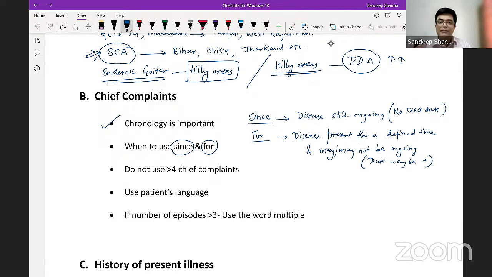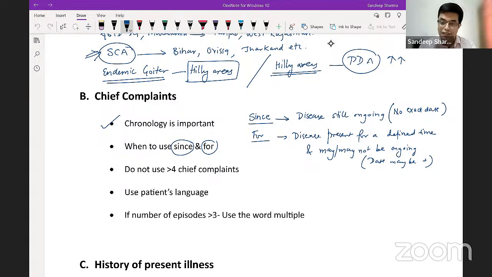Parents will come with their child, and it is a patient of malnutrition who has been given to you. So you will ask the parents, the child's height and weight has not been increasing since what time? So the disease is still ongoing, but they don't know the exact date. So they will say the child is having poor gain of height and weight since last 6 months. Right? So यहाँ for नहीं लिखा हमने. We did not mention the word for. We said since 6 months. However, for जहां पर relatively defined time है, and it may or may not be ongoing.